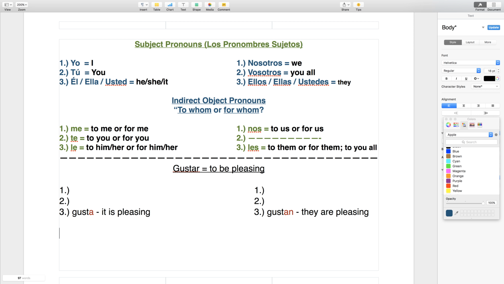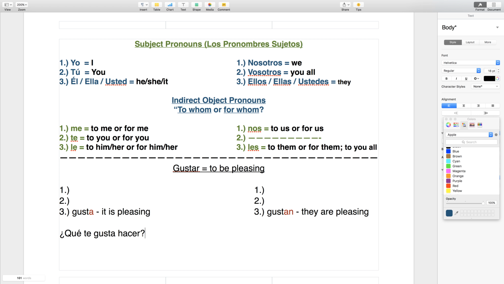Over here, the third singular, gusta, is it is pleasing. Remember, this is an AR verb. We already referenced that in class this week. And then gustan is they are pleasing. Okay, and this will come into play as we look at some different examples. All right, if I were to communicate, what do you like to do? Hopefully, we know how to say this already.